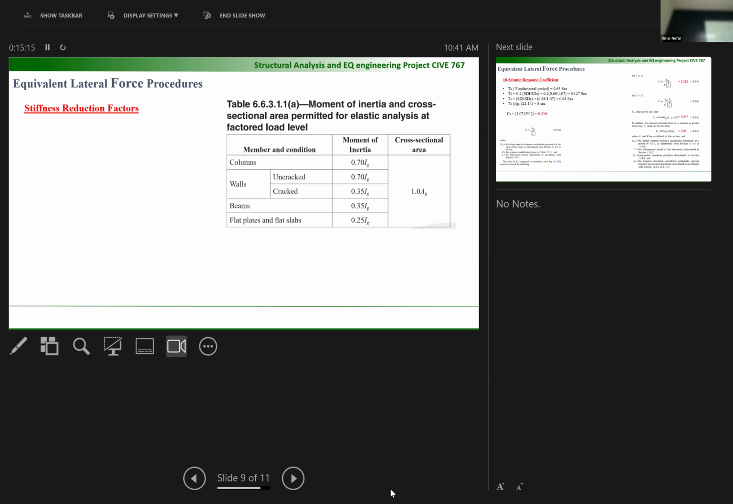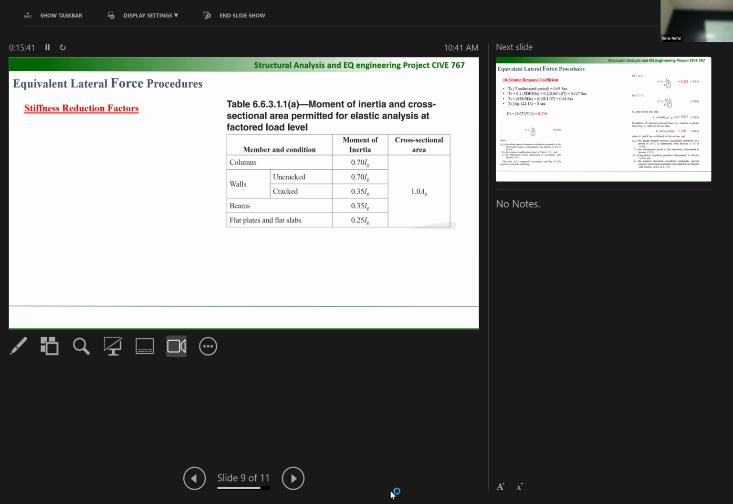How can we do this? The codes provide some stiffness reduction based on seismic design. If you are going to do seismic design with inelastic deformation, you need to model all the cross sections in the building as cracked sections or as reduced stiffness sections. So doing seismic analysis, we reduce the stiffness of the columns by 30%. So we assume that the columns are working at 70% efficiency.